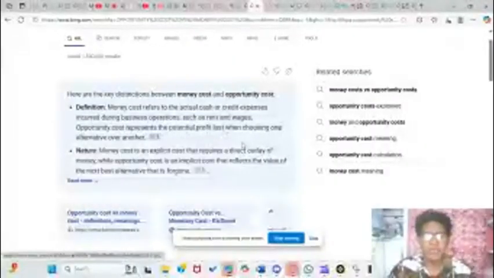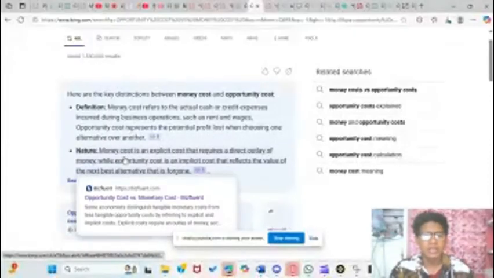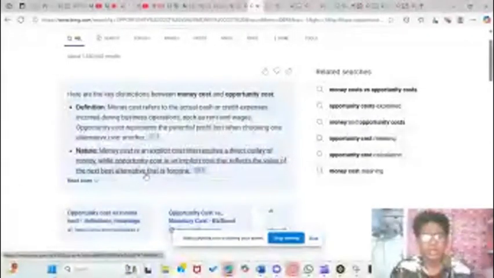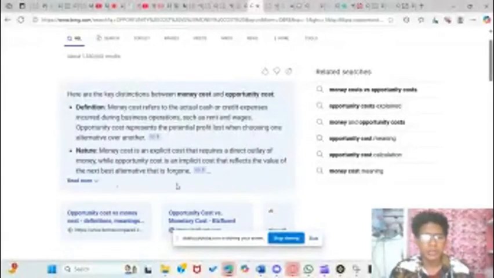Refers to actual cash or credit expenses incurred during business operations, such as rent and wages. And it says money cost is an explicit cost that requires a direct outlay of money, while opportunity cost is an implicit cost that reflects the value of the next best alternative that is foregone.